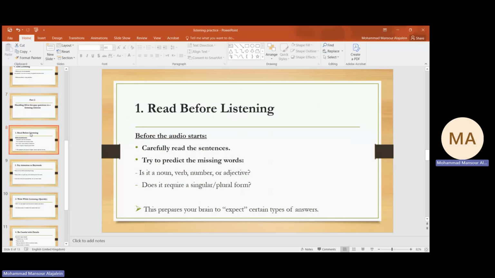Here your attempt is based on whether the space needs a noun, a verb, a number, or an adjective, or whether it requires a singular or plural form. Okay, this kind of preparation is helpful for you.